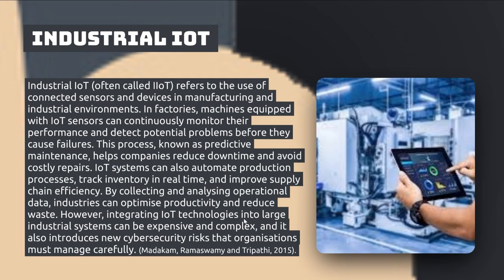Predictive maintenance systems can detect potential issues before equipment breaks down, reducing downtime and operational costs. Industrial IoT also improves supply chain management and production efficiency.